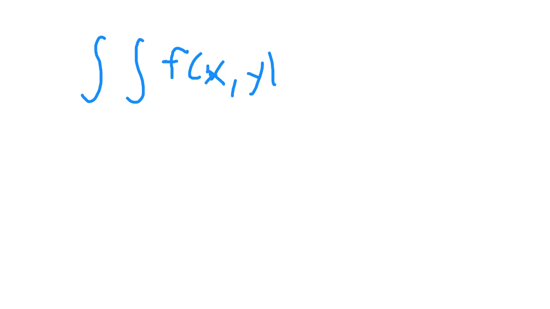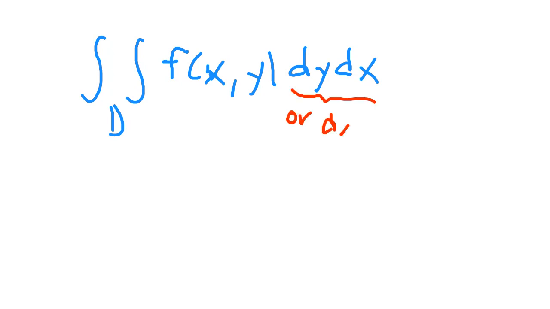So, okay, here's what we are used to. We could have dy dx or dx dy over a region D. This is what we're used to. This is section 12.3.